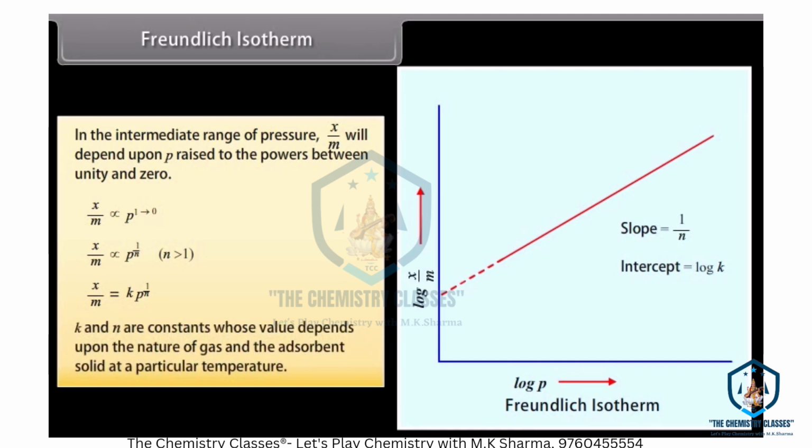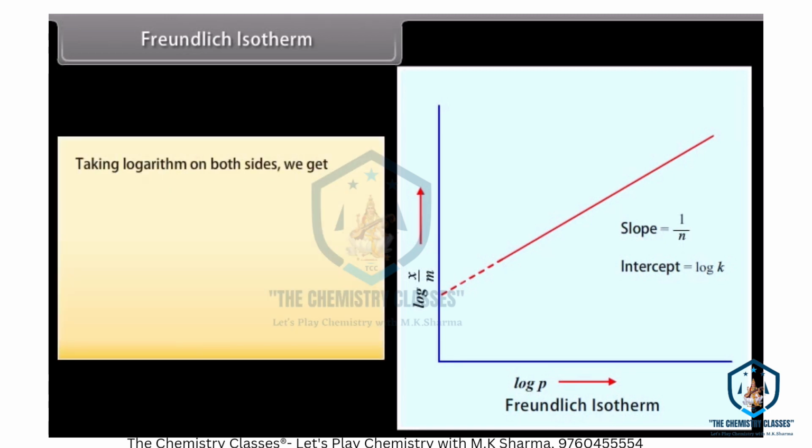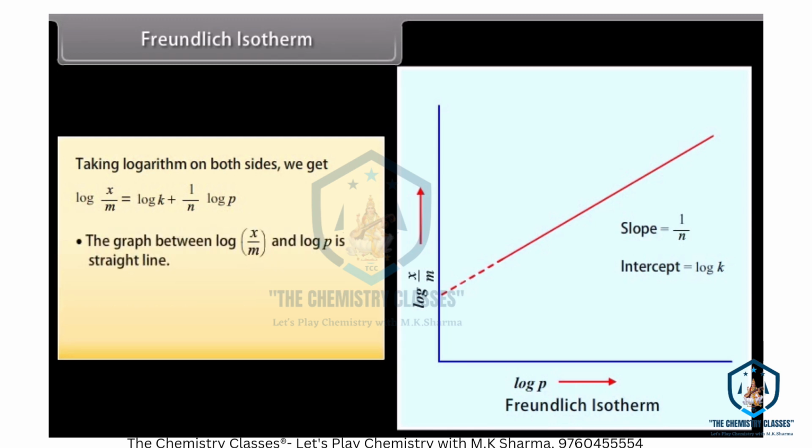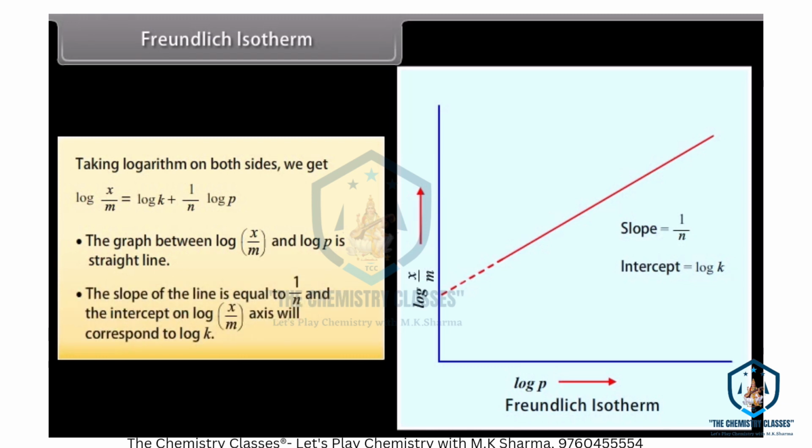K and n are constants, whose values depend upon the nature of the gas and the adsorbent solid at a particular temperature. Taking logarithm on both sides, we get log(x/m) = log k + (1/n) log P. The graph between log(x/m) and log P is a straight line. The slope of the line is equal to 1/n, and the intercept on the log(x/m) axis will correspond to log k.